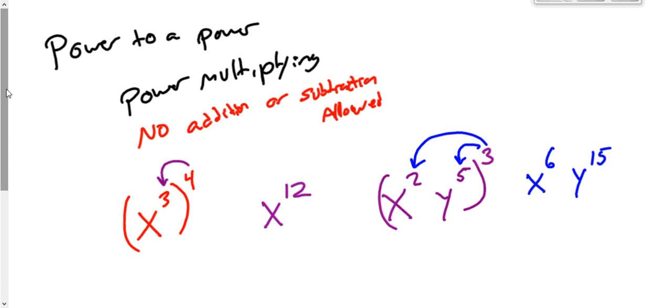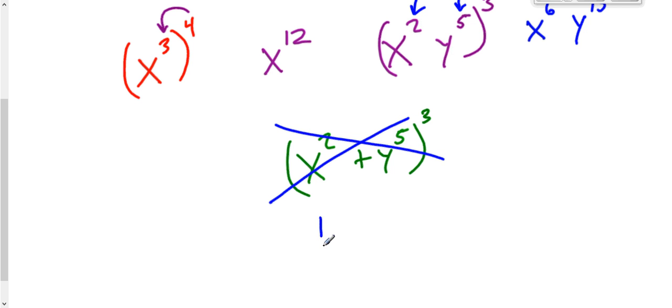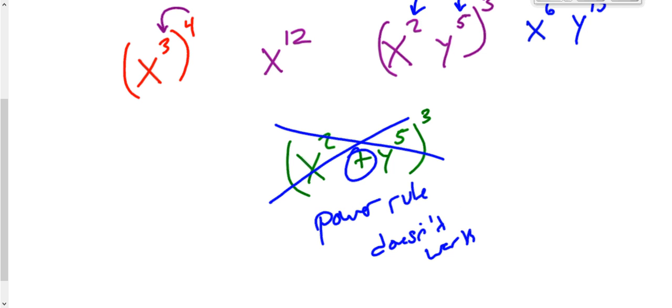But if we had x squared plus y to the 5th to the third, almost identical to this one, the power rule doesn't work. All because of this plus sign right there. So as long as you don't have any plus or minus signs, down with the big numbers, it still works.